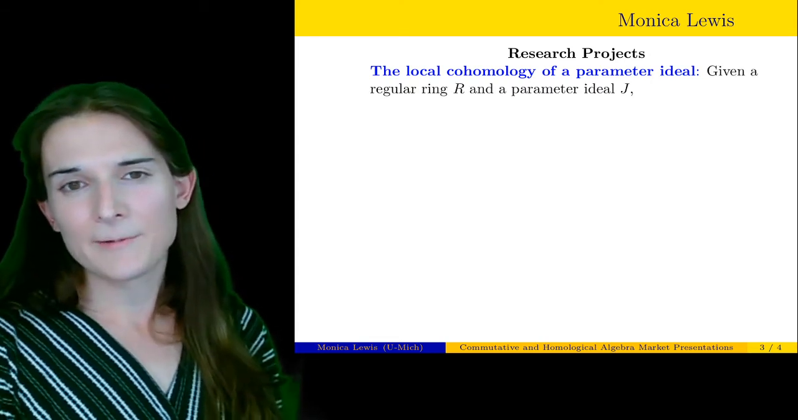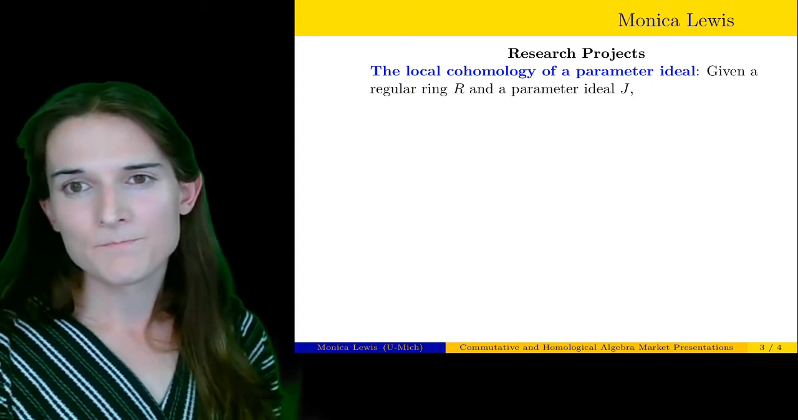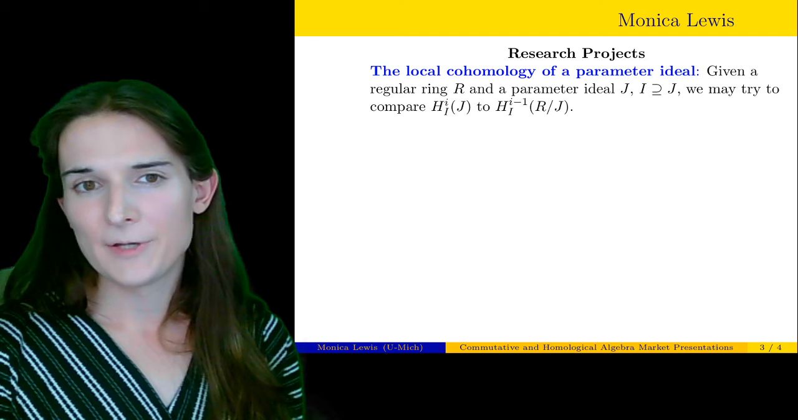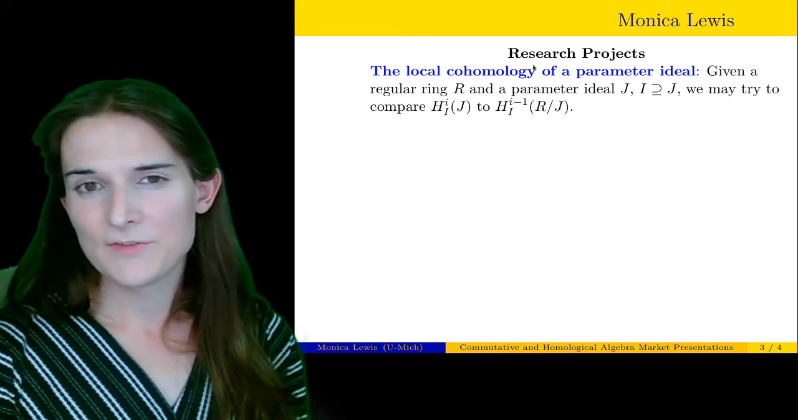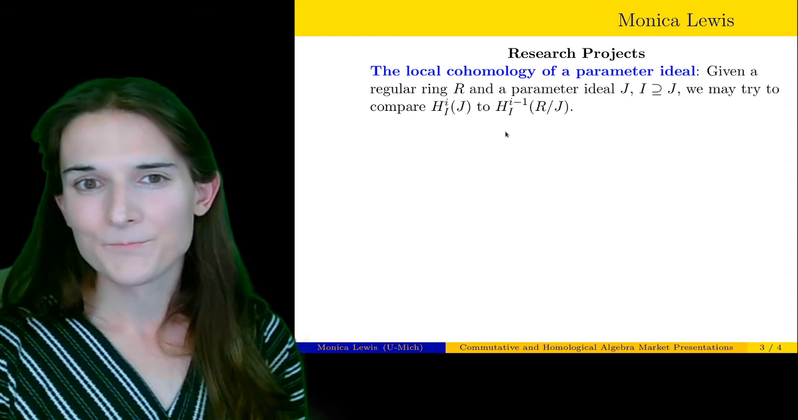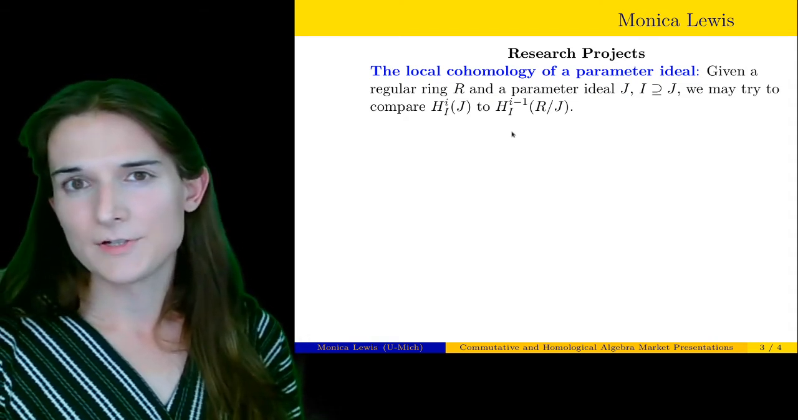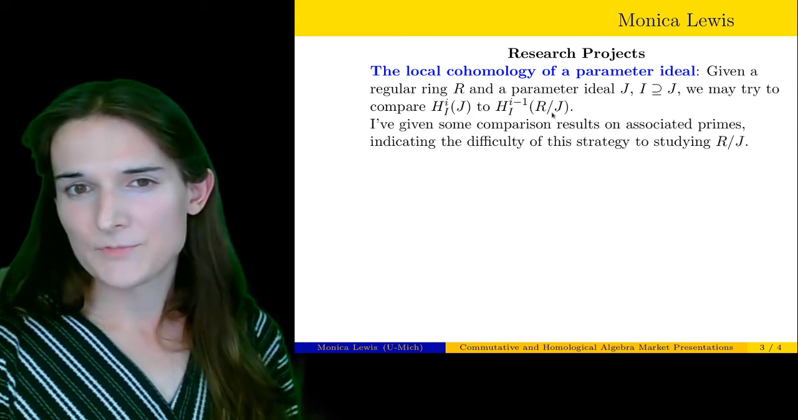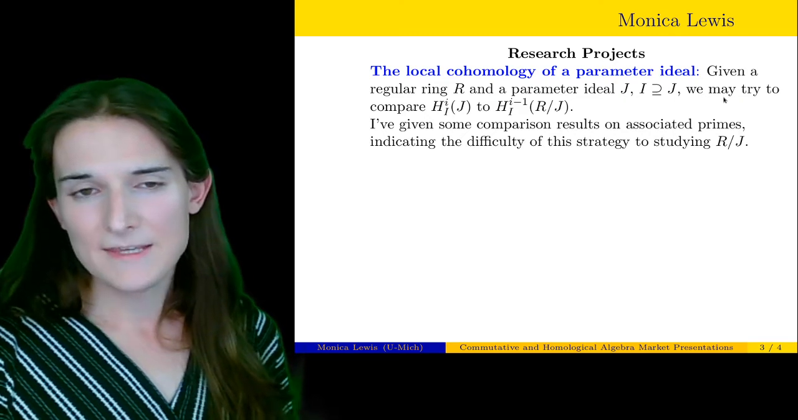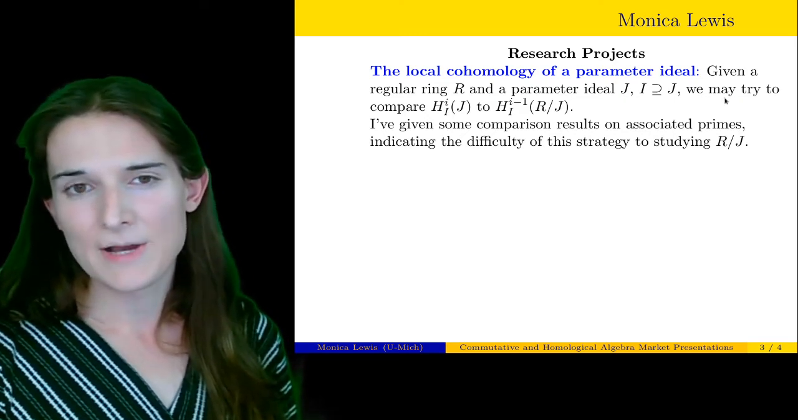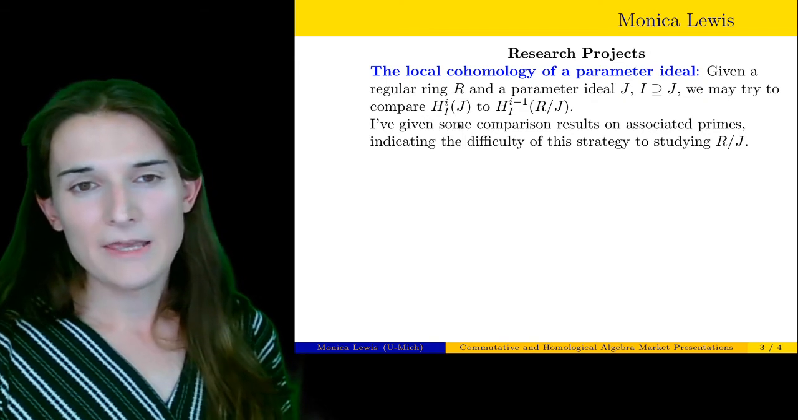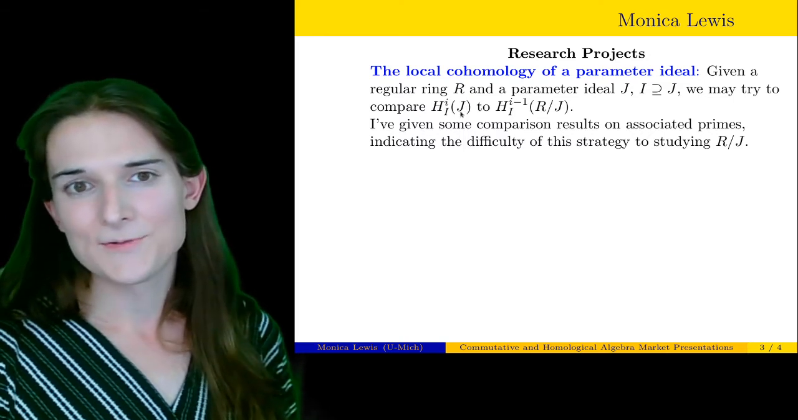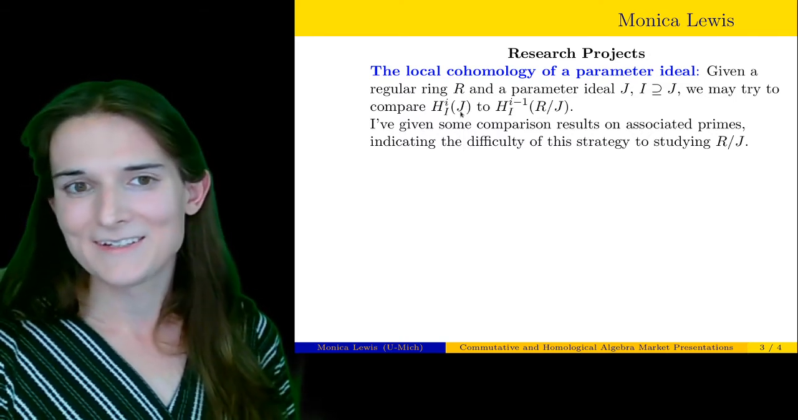Well, given a regular ring R and a parameter ideal J inside of it, along with an ideal I containing J, we might try to compare the local cohomology of J to the local cohomology of the complete intersection it cuts out in one degree lower. In fact, this was a key ingredient to Hochster and Nunez-Betancourt's hypersurface result. However, I've given some comparison theorems on the sets of associated primes that indicate major difficulties with generalizing this strategy to higher codimension. In fact, I've given an example in which the module H_I^i(R/J) can have an infinite set of associated primes, and we'll talk about some implications of that later.